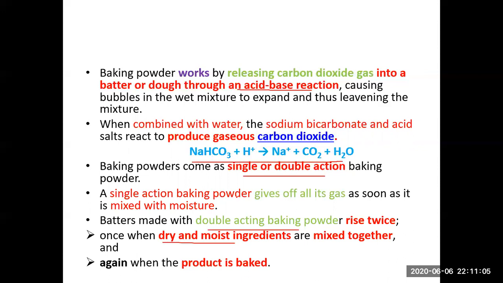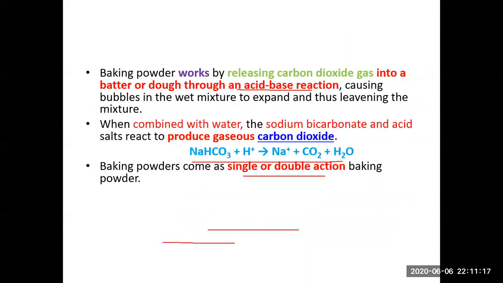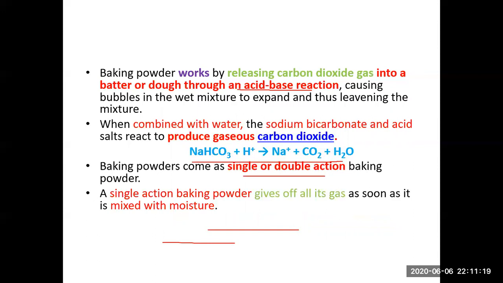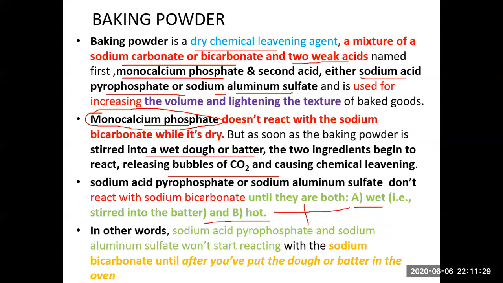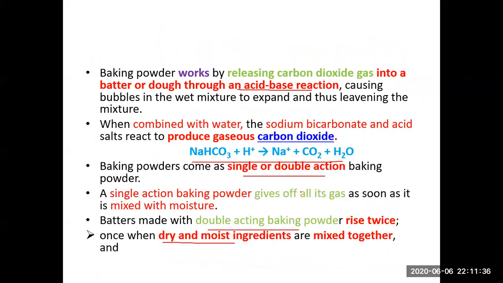That means single acting baking powder mainly contains only monocalcium phosphate. So this reaction happens whenever it is wet, and it produces the carbon dioxide gas. But double acting baking powder contains two kinds of acid, that is, sodium acid pyrophosphate and sodium aluminium sulfate. So that is our baking powder and baking soda and their reactions.